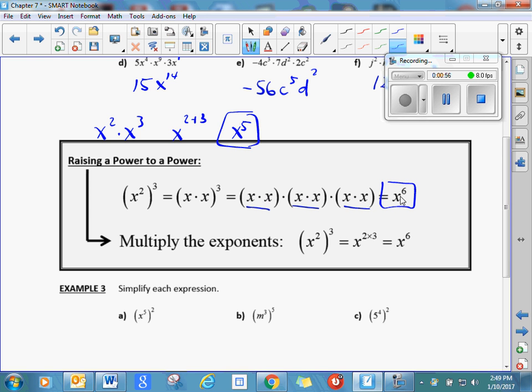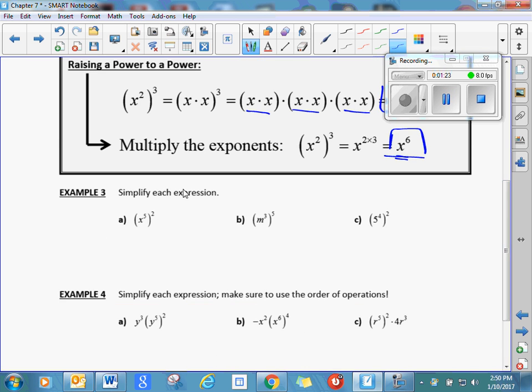So the rule is that when you take a power to a power, you actually end up just multiplying the exponents together, and that gives you your simplified answer. So instead of adding, which we did when we took two bases that were alike and multiplied them together, instead of adding the exponents, now we're going to multiply the exponents. So this is fairly straightforward. We can just run a few of these out. X to the 10th, m to the 15th, 5 to the 8th.